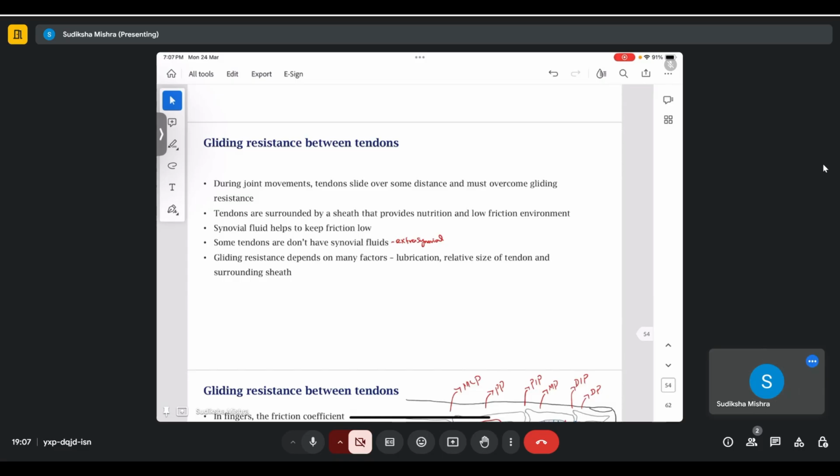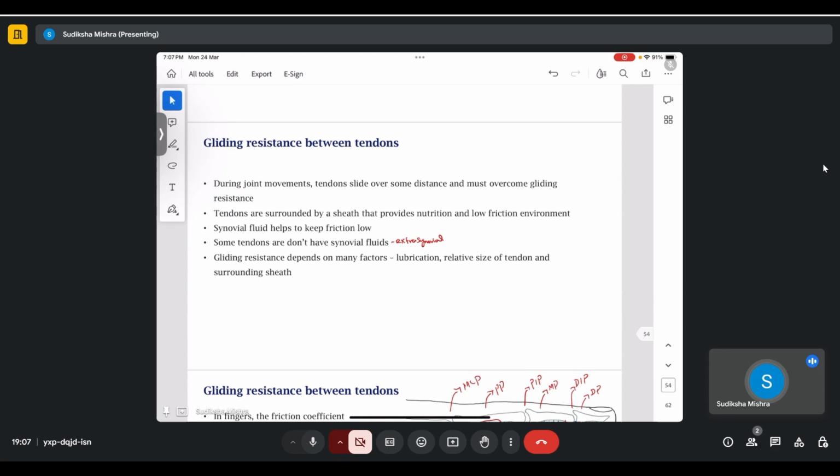During joint movement, the tendons slide over some distance, and therefore they must overcome the gliding resistance, which is the shear that they feel from the environment. Usually, these tendons are surrounded by a sheath which provides them nutrition and protects them from friction.